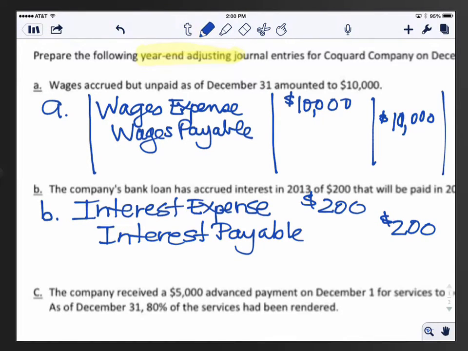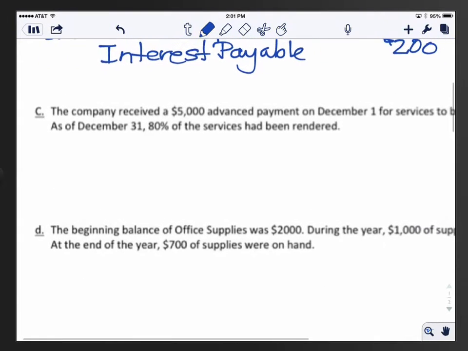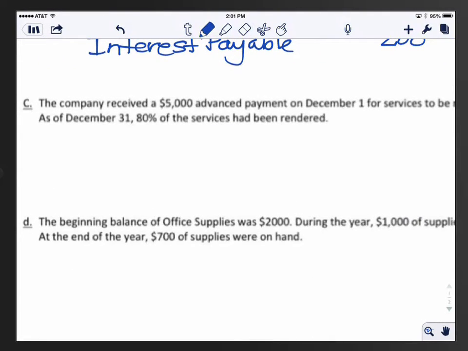And a normal balance for a liability is a credit, so that makes sense. Normal balance for an expense is a debit, so that's pretty standard. A and B very similar here. Let's look at C. The company received $5,000 advance payment on December 1 for services to be rendered.